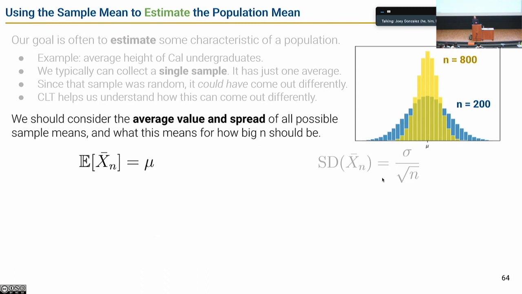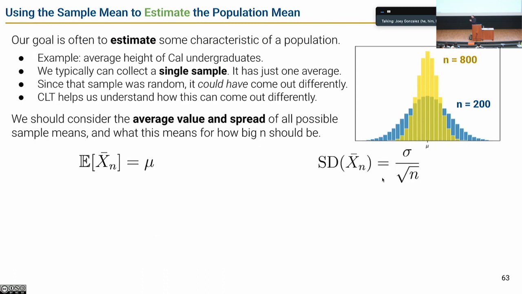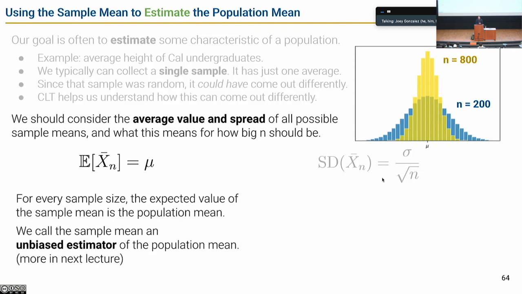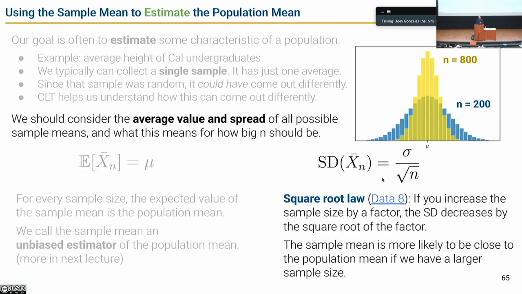Actually, I already said this, but I want to just reiterate it once more. The sample mean x bar is an unbiased estimator of the population mean, and we showed that. And it has a spread that we already defined, which I'm going to jump over. This is the square root law from Data 8.